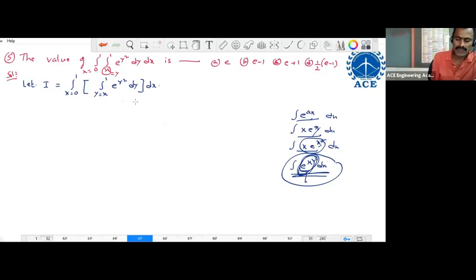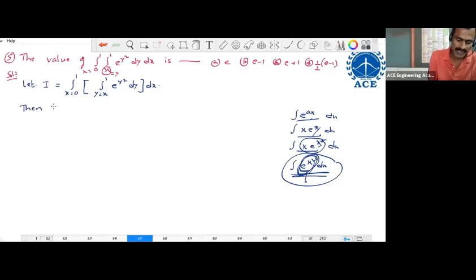Now to change the order of integration, first you have to consider the given limits, and from the given limits we draw the diagram. After that we try to find the new limits of the integral. Remember the point: changing the order of integration is the same as changing the limits. When you change the order of integration, the limits will change. That is why we try to find the new limits of the variables.